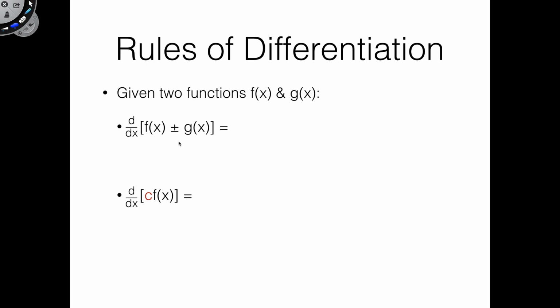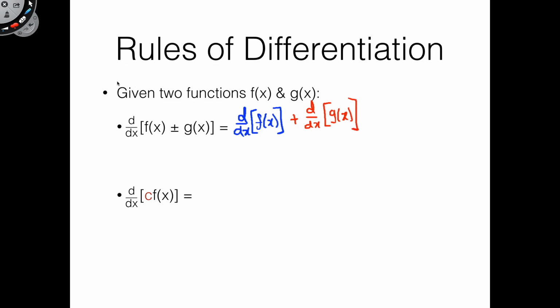The derivative of a sum or a difference of two functions is basically the derivative of each function, added or subtracted together. So basically, this is going to be as follows. The derivative of f of x plus or minus g of x is going to be d dx of f of x plus d dx of g of x.